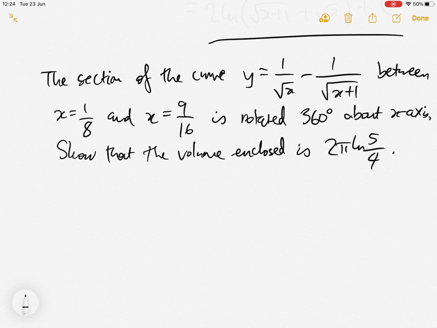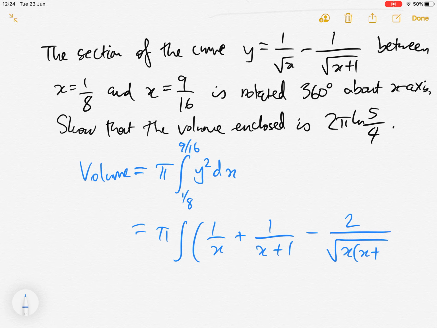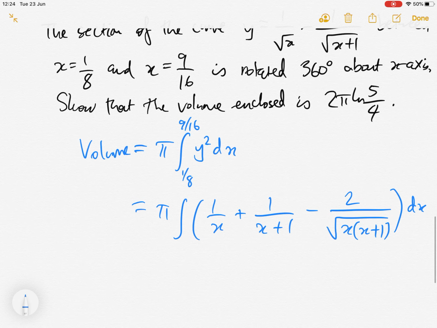Okay, so we're just going to apply the formula for the volume of revolution. When something's rotated about the x-axis, it's pi integral of y squared dx, where x for us is between 1/8 and 9/16. And then, well, what is y squared? So y squared is 1 over x plus 1 over x plus 1 minus 2 over root x plus 1. That's just squaring the expression we've got for y.